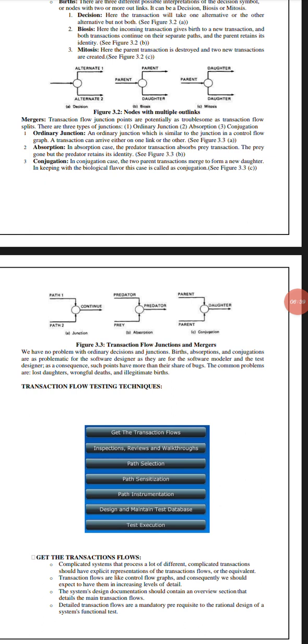Here are the transaction flow testing techniques: get the transaction flows, inspections, reviews, and walkthroughs, path selection, path sensitization, path instrumentation, design and maintain test database, test execution. These are the testing techniques in transaction flow testing.